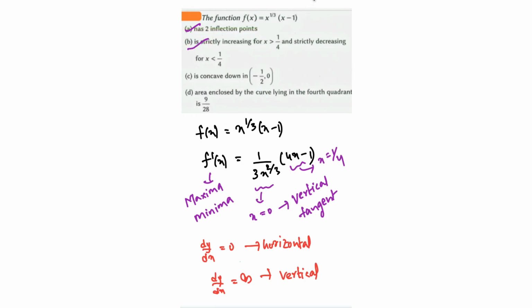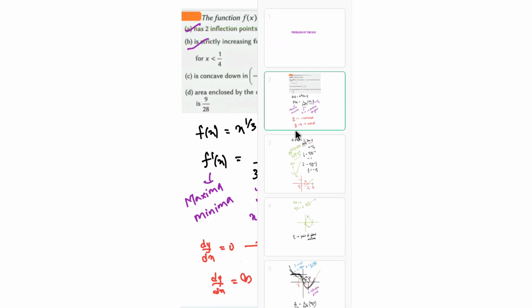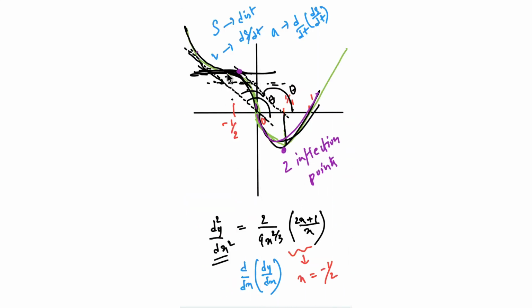And it is concave down in (minus 1 by 2, 0). Yes, it's concave down. This is what you know as concave down. If you take the palm of your hand this way, the wrist shows you the concavity. So basically this is concave down and this is concave up.